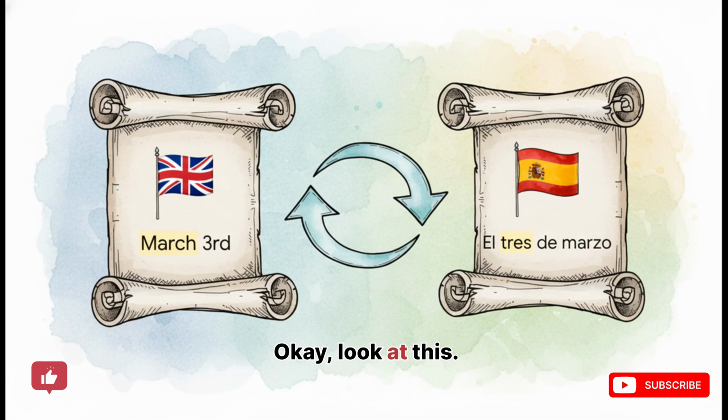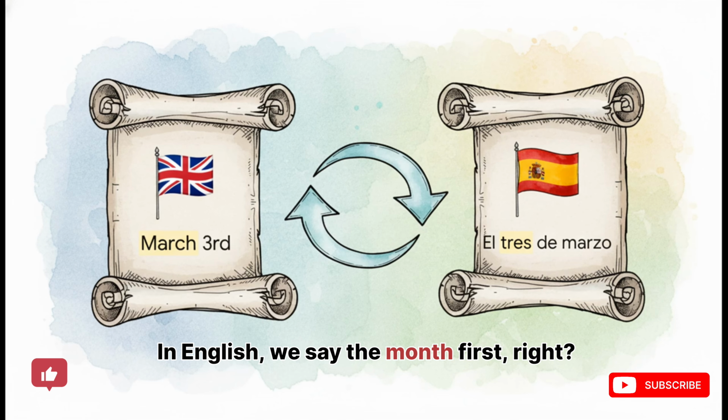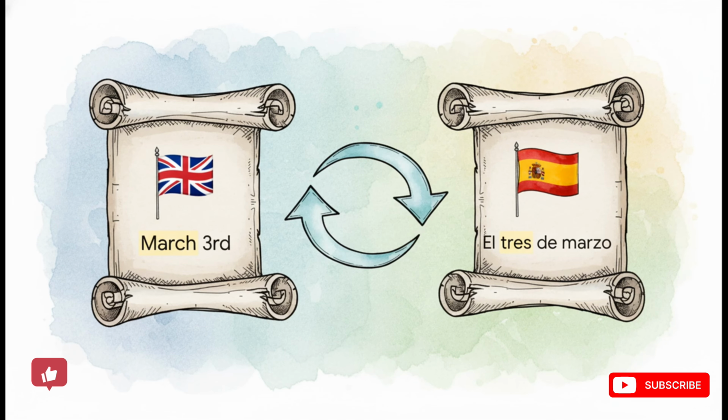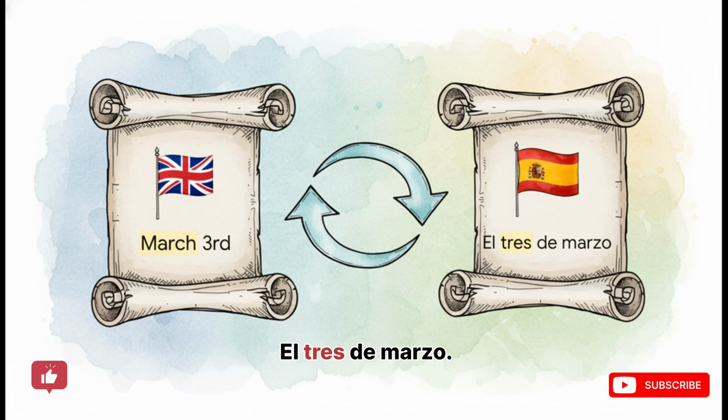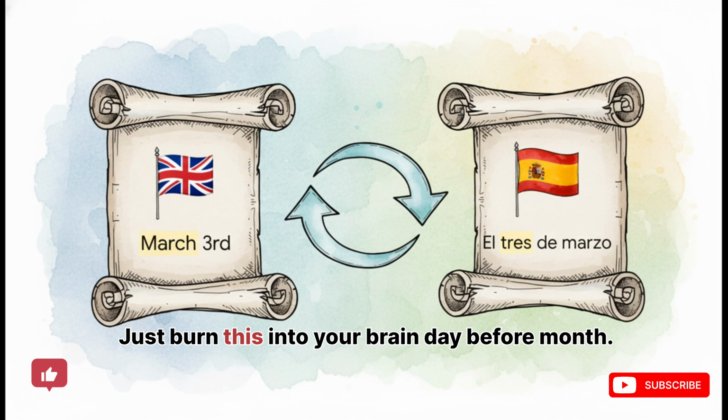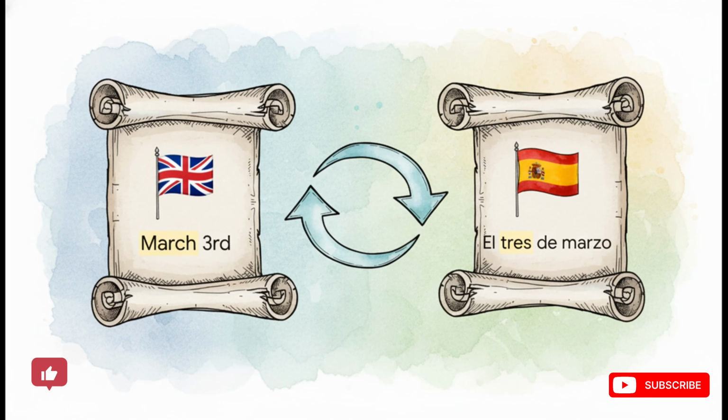Okay, look at this. This is the secret right here. In English, we say the month first, right? March 3rd. Well, in Spanish, you just flip it. You start with the day. So it becomes literally the 3 of March, el 3 de marzo. Just burn this into your brain, day before month. Seriously, getting this flip down means you're already halfway there.